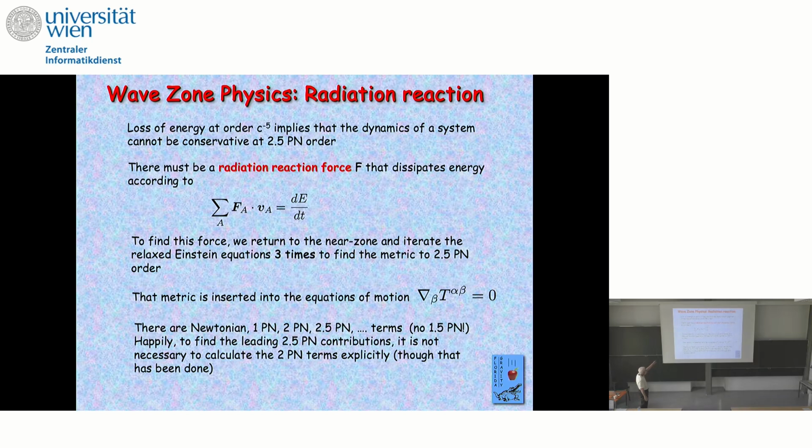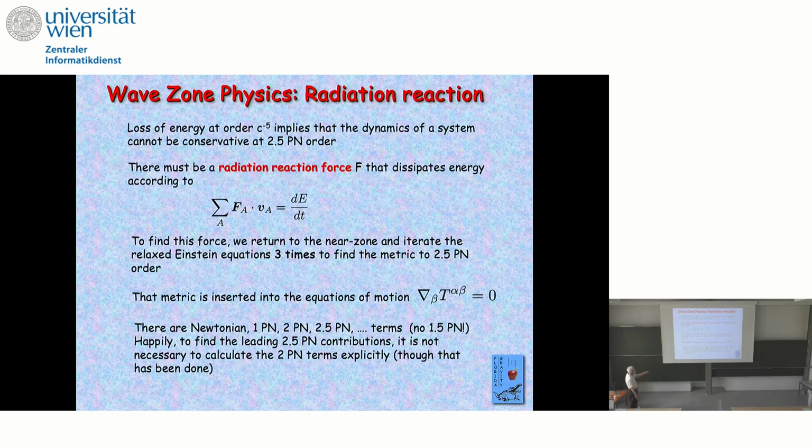This loss of energy implies that the system can't be conservative. It can't have a conserved energy. Its energy must decrease at some level. And so there must be a force that dissipates energy in such a way that if you take that force and dot it into a velocity, that gives you a rate of energy change. There must be a way that that works and then gives you the energy flux at infinity.